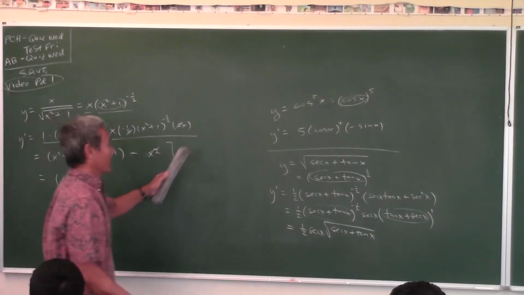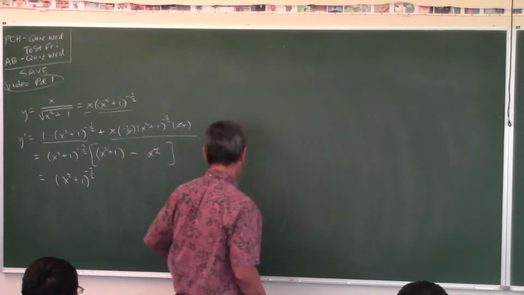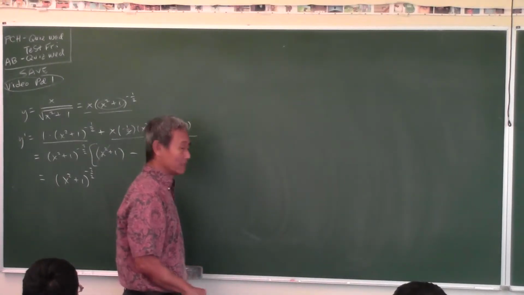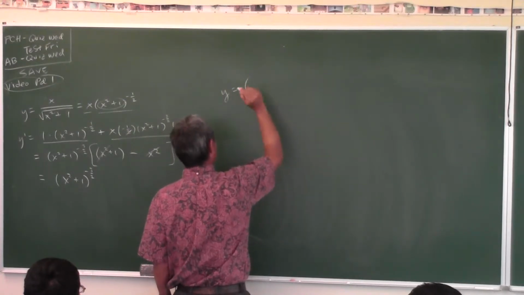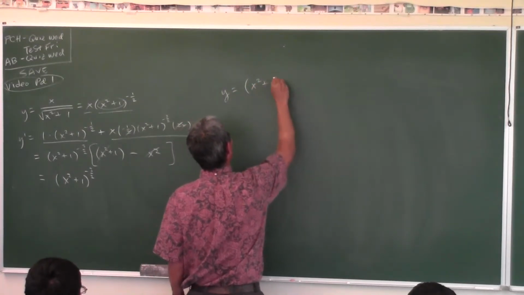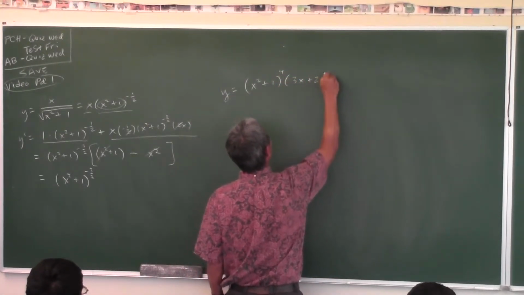Okay, you guys think you're good, yeah? I'm trying to think of a problem. Y equals x squared plus 1 to the 4 times 3x plus 2 to the cube.